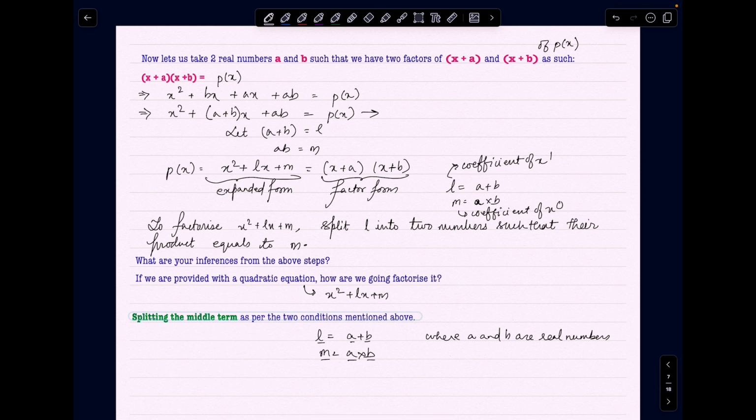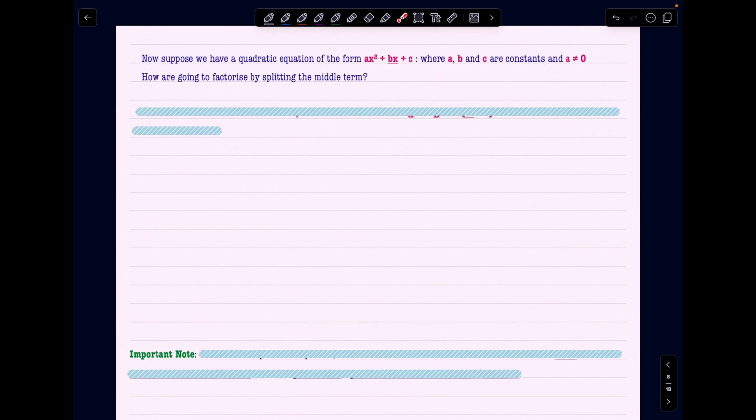Now suppose we have a coefficient in this. Suppose it becomes ax square plus lx plus m. Suppose now there is a coefficient here. So our equation is ax square plus bx plus c now, where a, b, c are constants and a is not equal to 0. Our quadratic equation becomes of the form ax square plus bx plus c. So how are we going to factorize the middle term? Same thing. Our equation is ax square plus bx plus c.